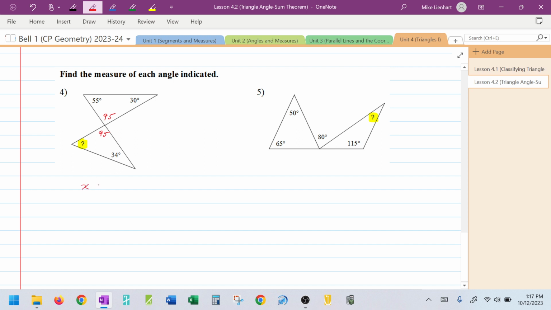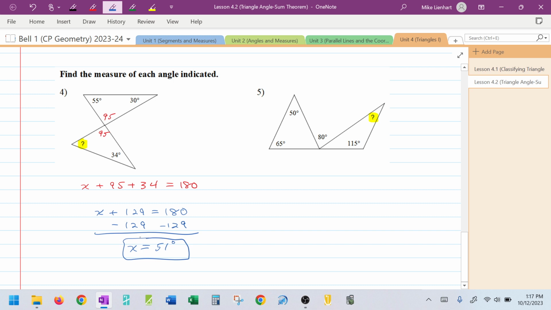So now the problem I'm trying to solve here to find the missing angle would be x, remember that's my question mark, plus 95 plus 34 equals 180. All right, so that algebraically would tell me x plus 129 is equal to 180. And if I subtract 129 from both sides, I find that x, or the missing angle, would be 51 degrees.